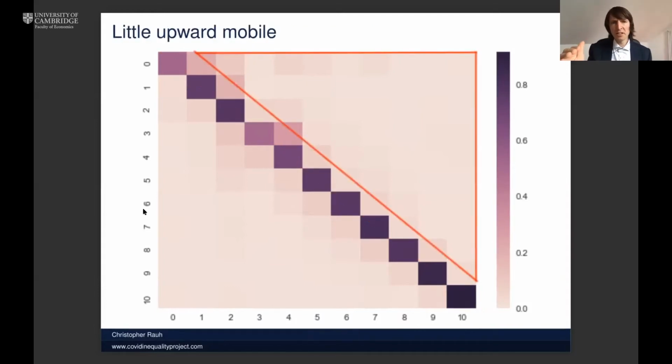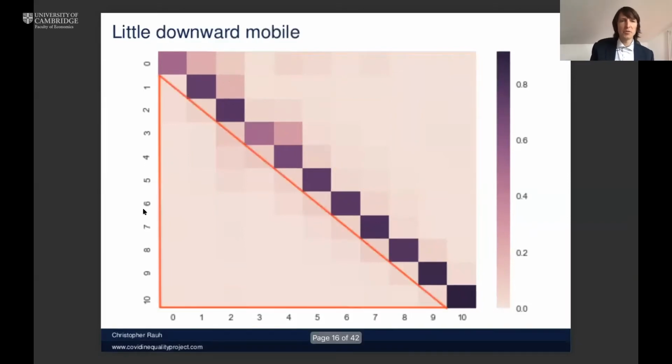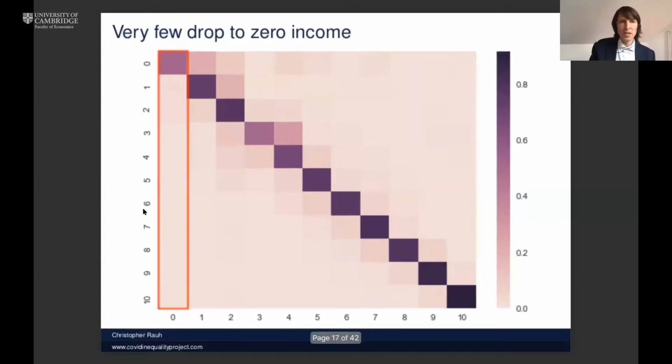This upper triangle indicates people that are upward mobile, so they move up the relative ladder of income. And we see not so much going on there from one month to the next, and the same thing for the downward mobile. So in normal times, things are quite stable. And also, we have very few people who are dropping down to 0 income from higher incomes in normal times.